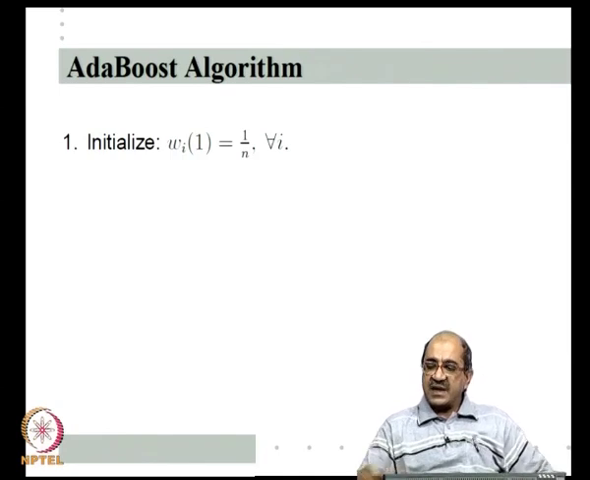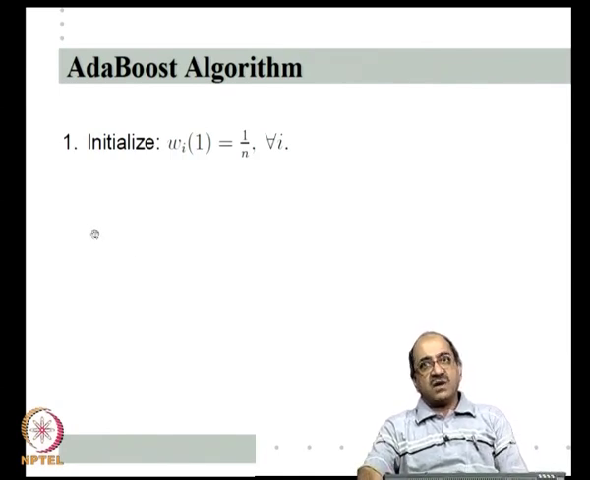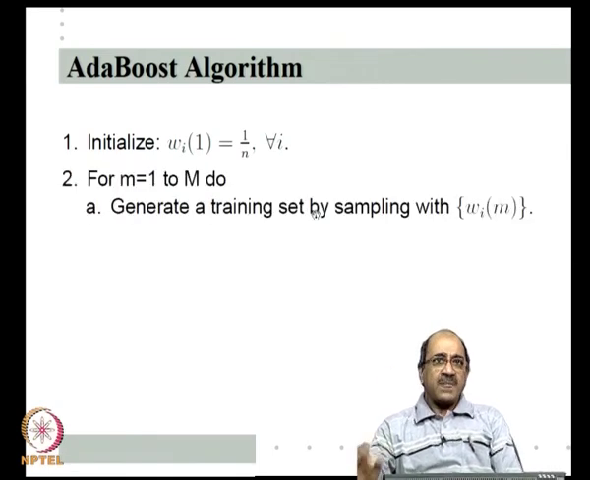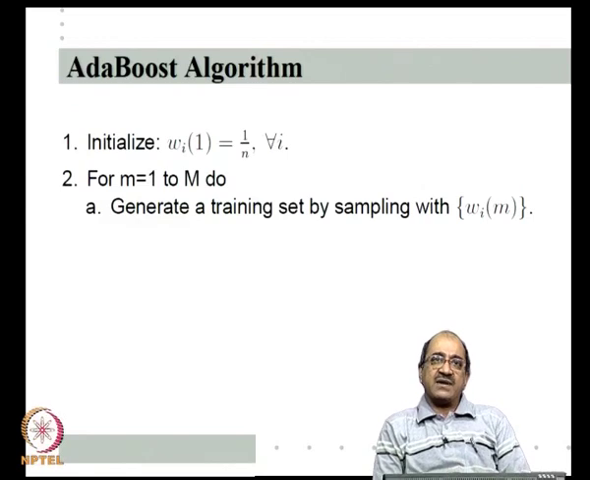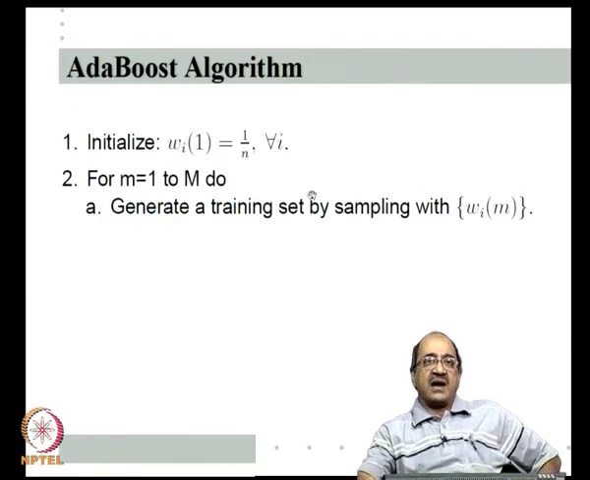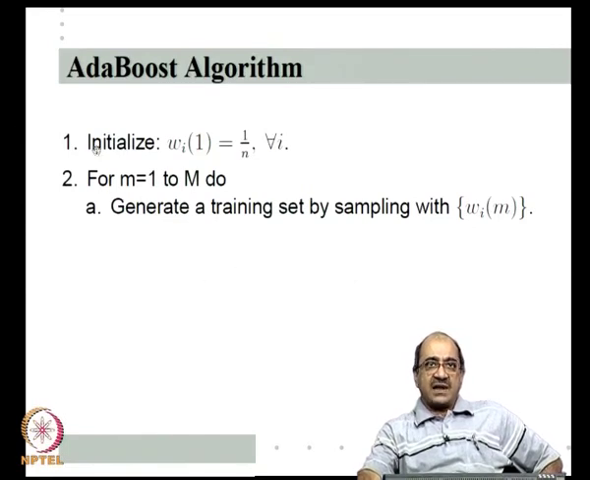Each training set is of size n, and of course, some of the examples may be repeated because they are sampled with w. So, the algorithm starts by initializing the weights to 1 by n. That means, initially each example is as likely to be chosen as any other example, because you have no preference on examples. Then I keep learning classifiers, capital M is the total number of classifiers in my ensemble. So, that is my iteration count. At the mth iteration I am learning the mth classifier. So, what do I do? I generate a training set by sampling with these weights.